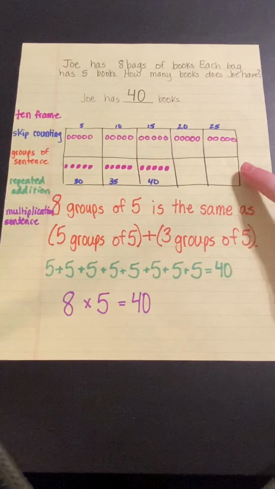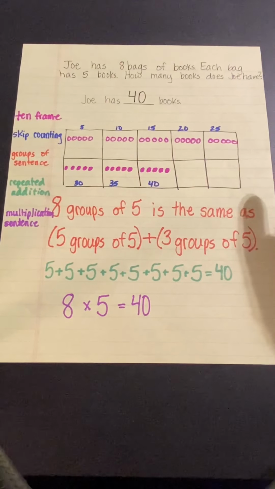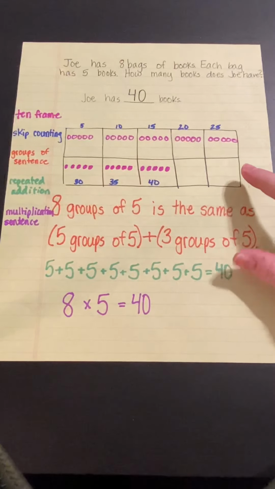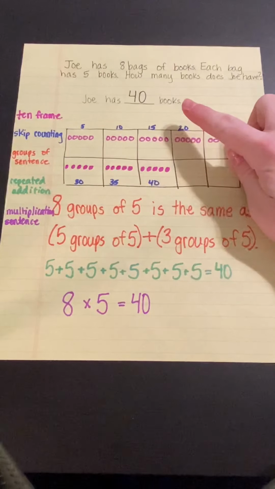We are going to be using a 10 frame to help us multiply by 2, 5, and 10. Our first problem says Joe has 8 bags of books. Each bag has 5 books. How many books does Joe have? So we figured out that Joe has 40 books.